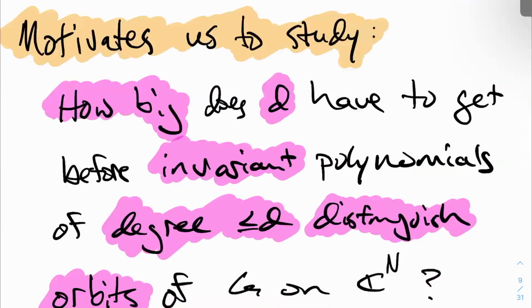Okay, so the reason that I shared this theorem with you is because of the way it motivates the following question. In general, it highlights our attention on the question of how big do you have to make the degrees of polynomials before the invariant polynomials of those degrees can see the difference between your orbit and another orbit?